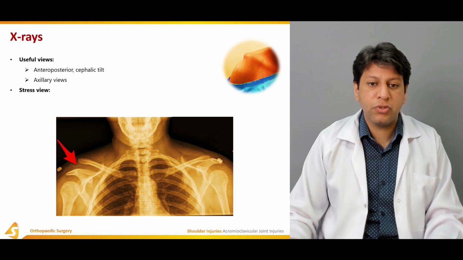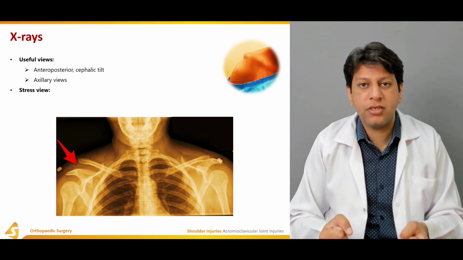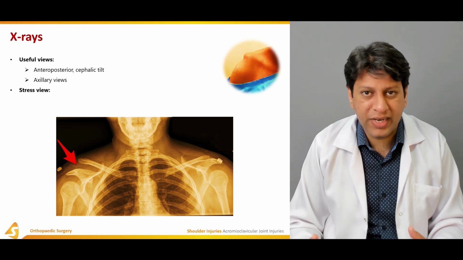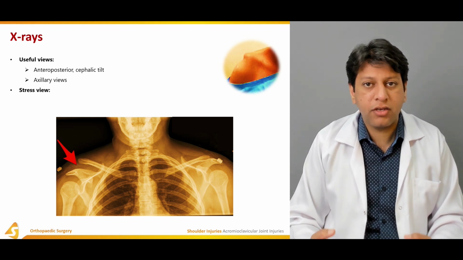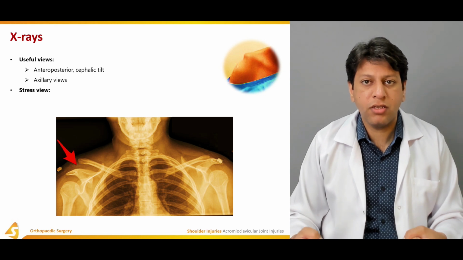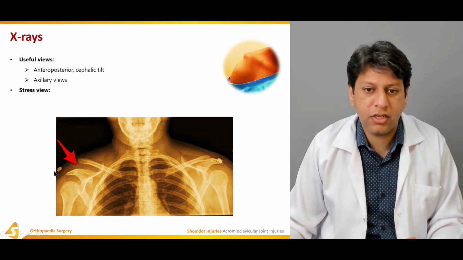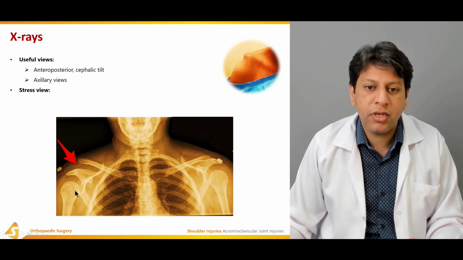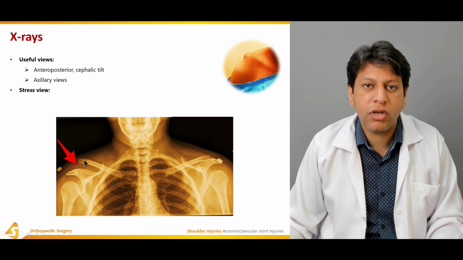Then there are the stress views. For stress views, the patient is advised to hold at least almost 5 pounds of weight in both hands and to get an AP view while holding the weights in his or her hands. As a result, if it's a type 2 injury, it is partially displaced, but there is complete tearing of the coracoclavicular ligaments.